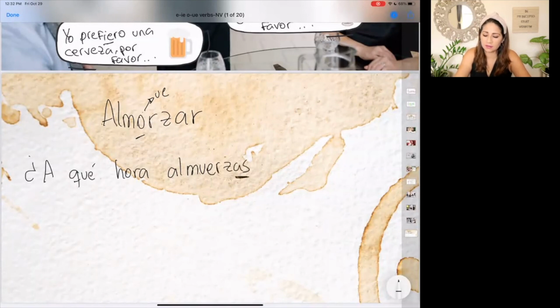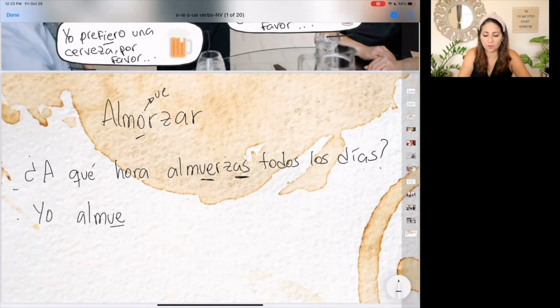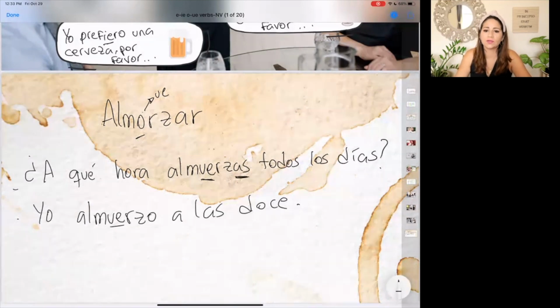Let's say if I want to know at what time you eat lunch every day. Almuerzas todos los días. ¿A qué hora almuerzas todos los días? And you might answer, yo almuerzo a las 12. So that's a typical time that people usually eat lunch, at 12 or 1. So we could say that. Yo almuerzo a las 12.